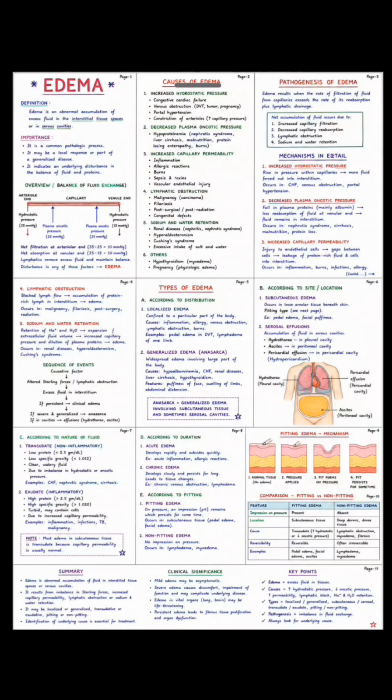By the end of this video you won't just understand edema, you will be able to write an answer that gives you full marks from the examiner. So grab your notebook and let's jump straight into it.